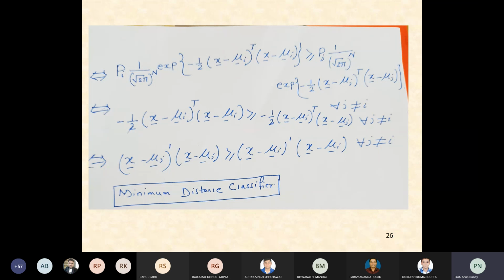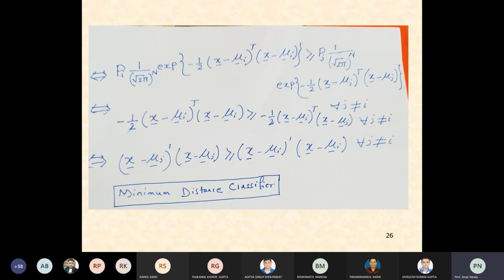Okay, so now this is a very interesting classifier that you could derive from a Bayes decision rule. What is it? You could put x in the ith class if (xi minus mu i) transpose (xi minus mu i) is less than or equal to (xi minus mu j) transpose (xi minus mu j). Then you can put x in the ith class according to Bayes decision rule.